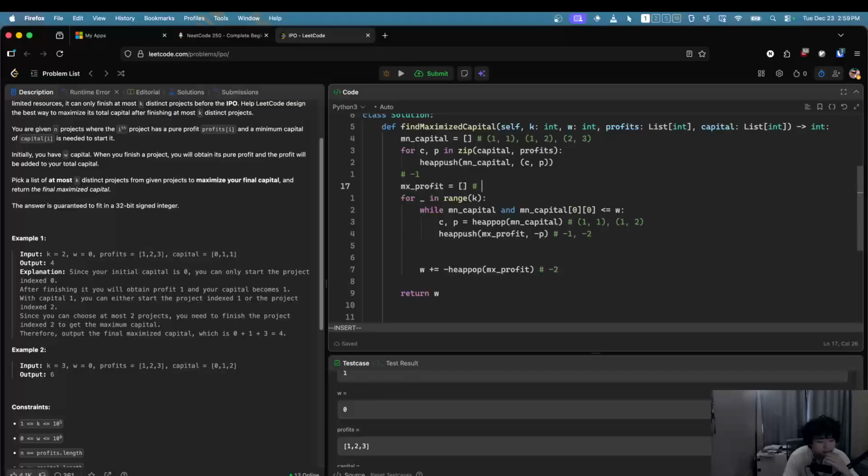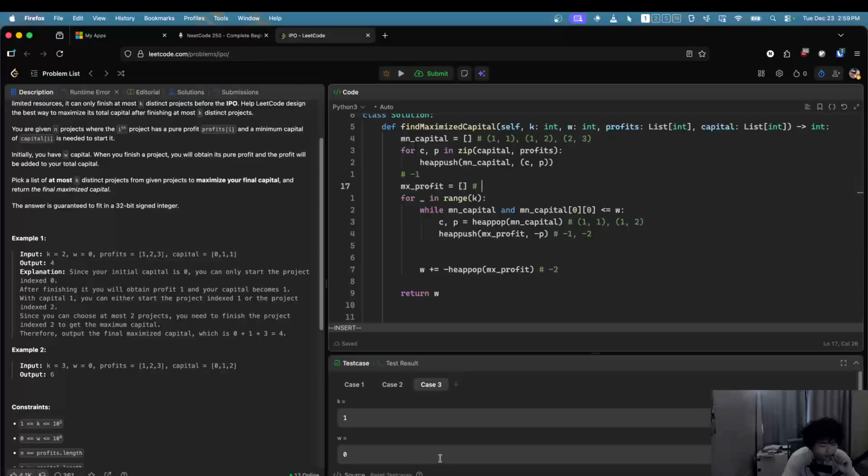I see. Wait, how many times is it going to run? This is going to run once, right? Because K is equal to 1, so 0 and 1. No, it only runs literally once. So what is this talking about? Why is this breaking?